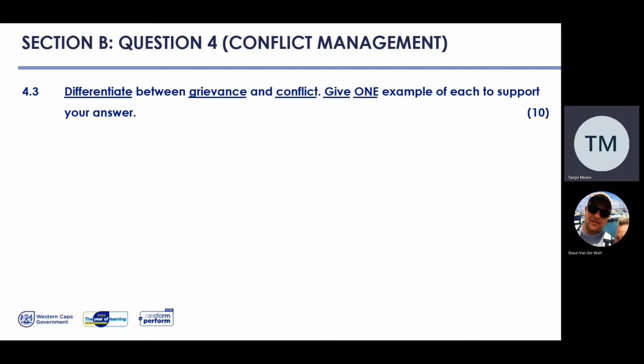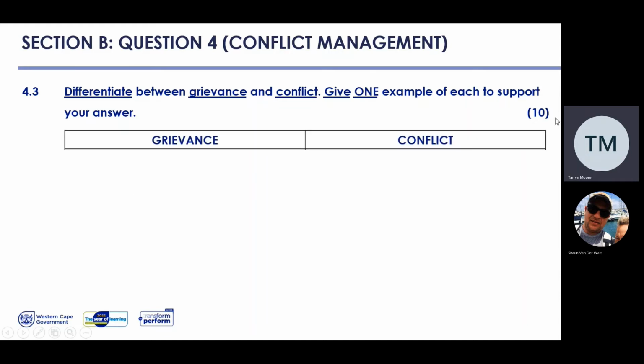Again, I'm asking you to look at the mark allocation. We are looking at 10 marks. You need to give an example, one example for each, and you need to differentiate. So whatever I say under grievance, I need to give the opposite here at conflict, and I need to make sure that I link it. So I need 4 marks per concept, and I need to give an example of each to support my answer.